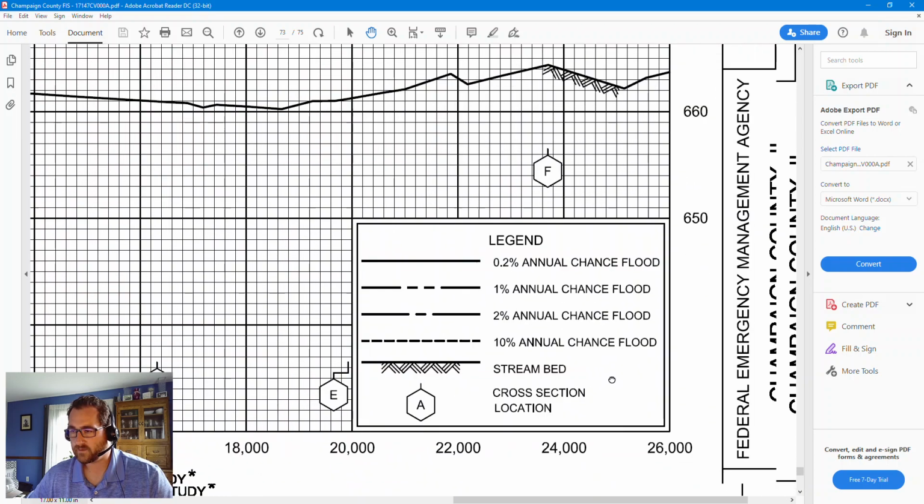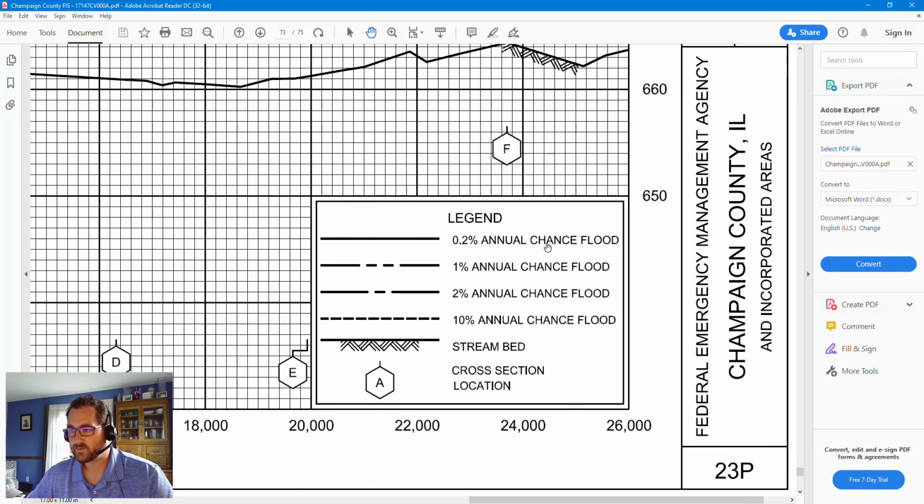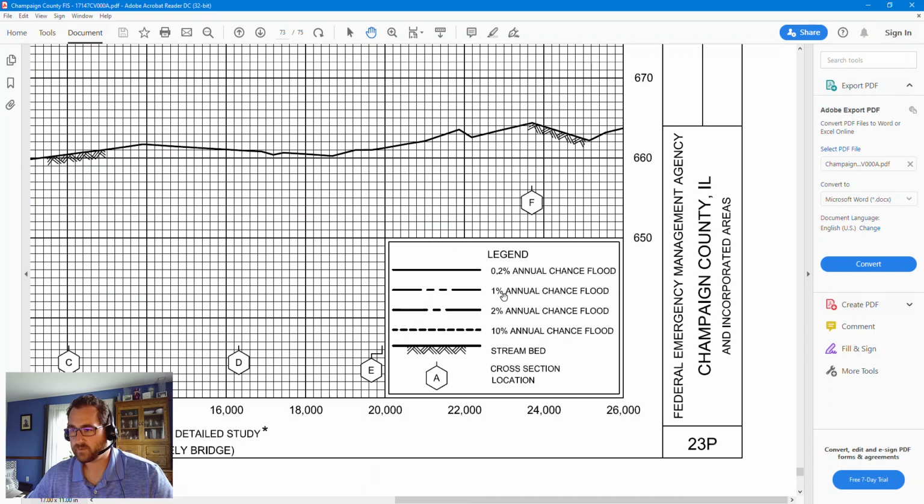Let's look at the legend. 0.2 annual chance of flood, that's what we typically refer to as a 500-year flood. It's not really what it is, but it's an easy way to state it. The BFE is based on this one here, the 1% annual chance, or what some people would call the 100-year flood. Here we have a 50-year flood, 10-year flood in the stream bed.